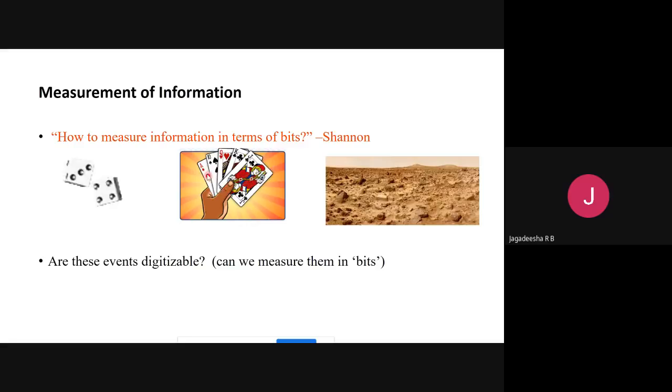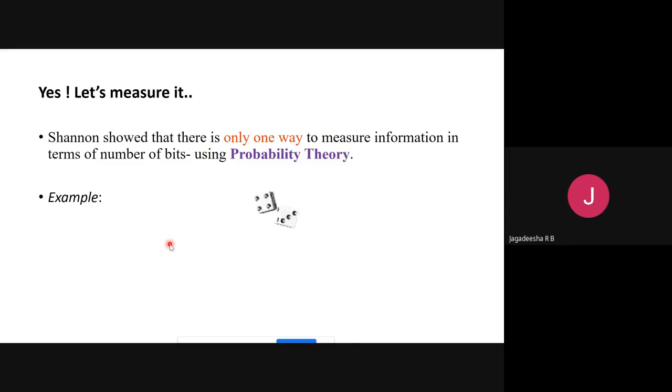Similarly, we have a deck of cards here. Can we measure the information here from these cards? What is the information we get? Similarly, in the case of these dice, can we measure this information? In order to do that, they should be in a digital format, or we should represent them digitally. So we are moving towards the answer. The previous question was, can we measure it? Now the answer is yes.